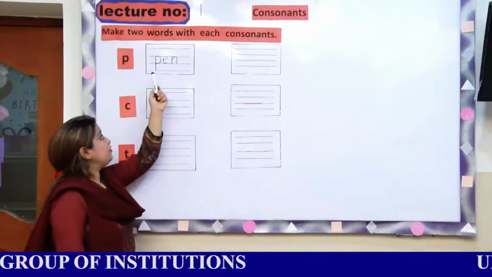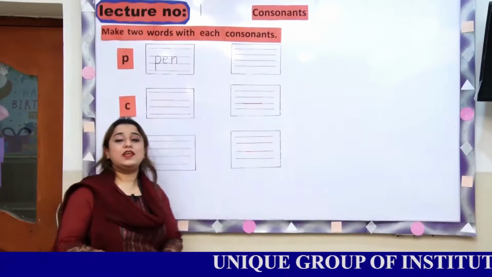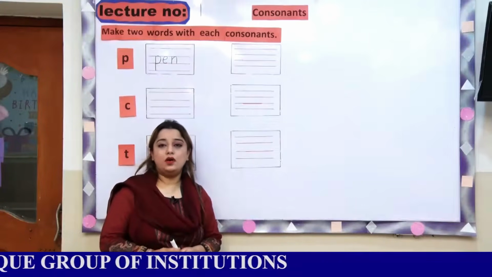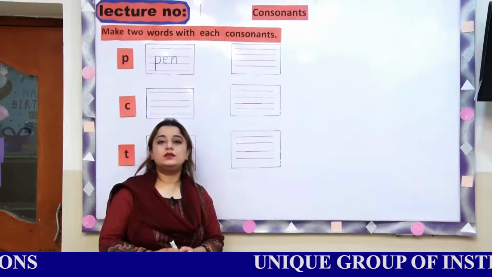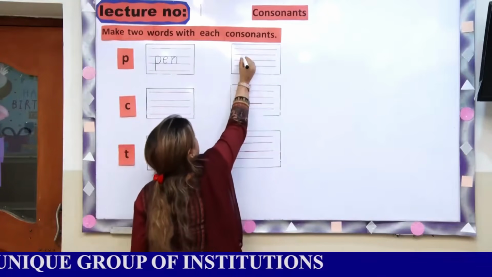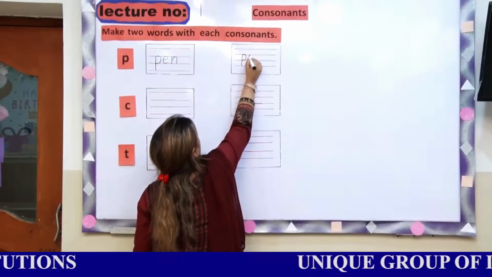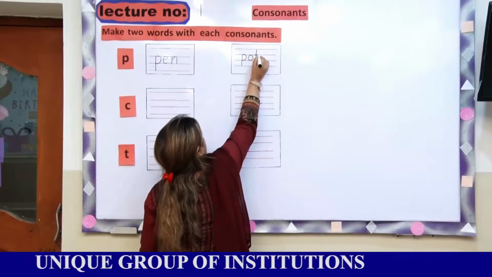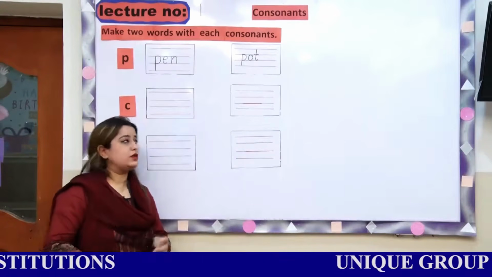Okay, we have written the first word, pen. The next word will be pot. P, O, T, pot. I am going to write pot over here. P, O, T, pot.